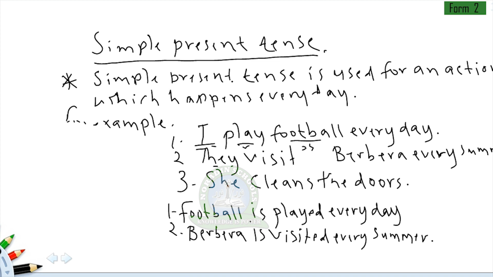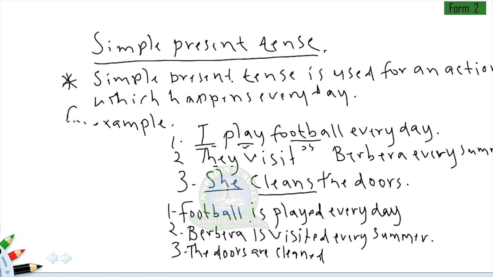And the last example here: she cleans the doors. Here we have the subject she and the verb clean. Why did we add s? Because for the third person pronouns he, she, it, we add s, so she cleans the doors. The doors is plural. The doors are cleaned.